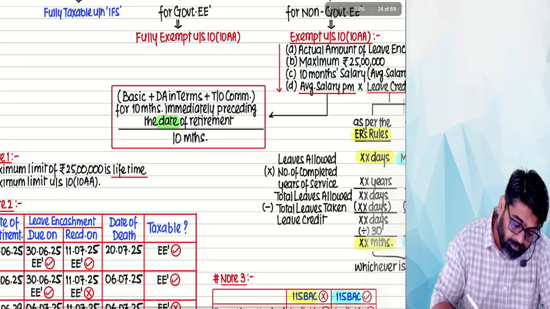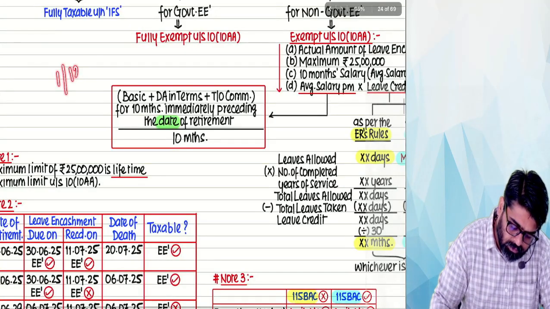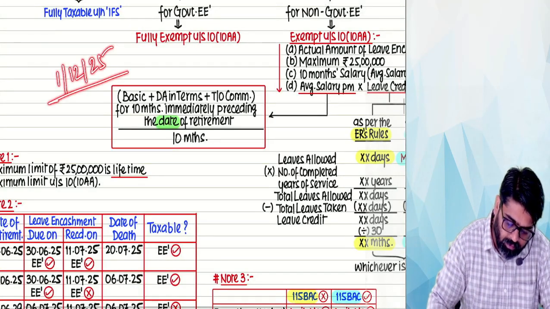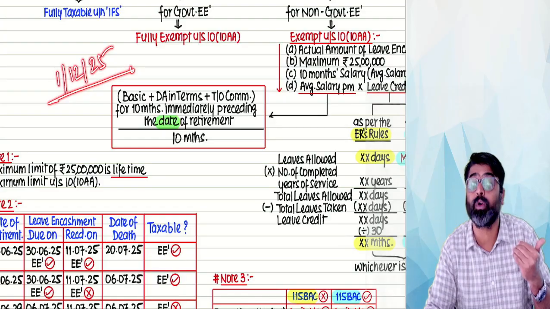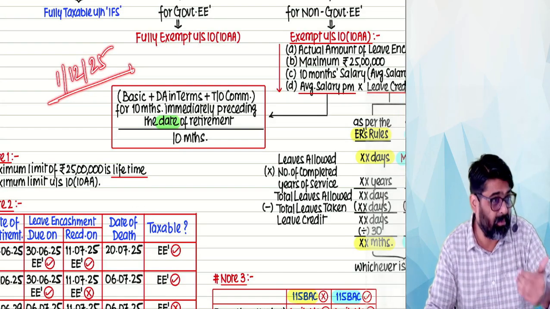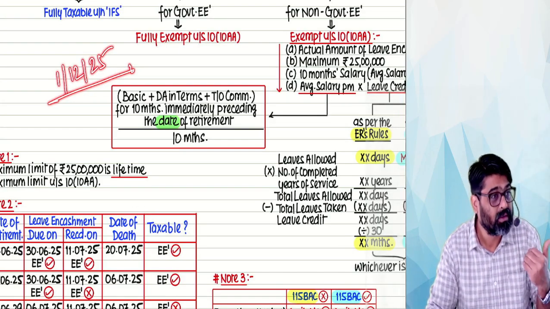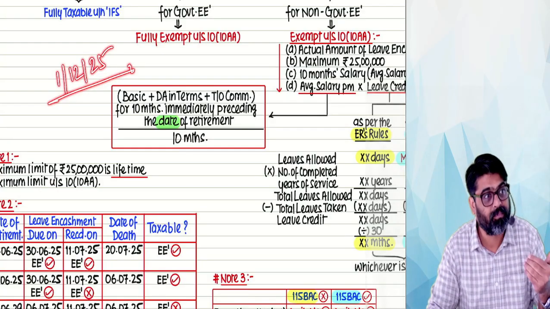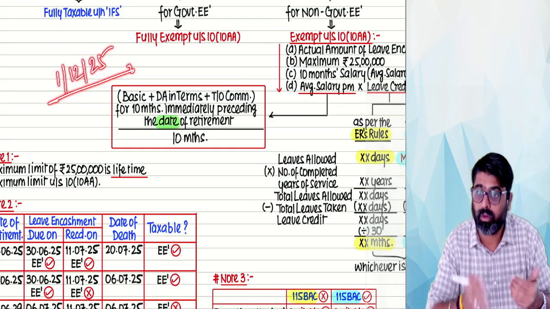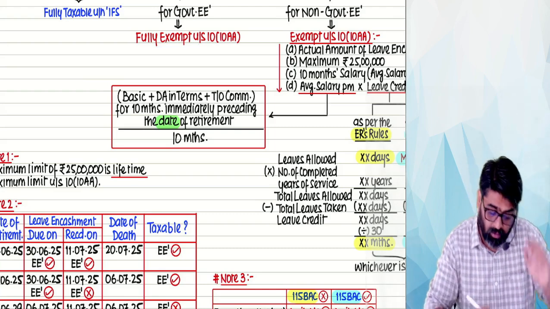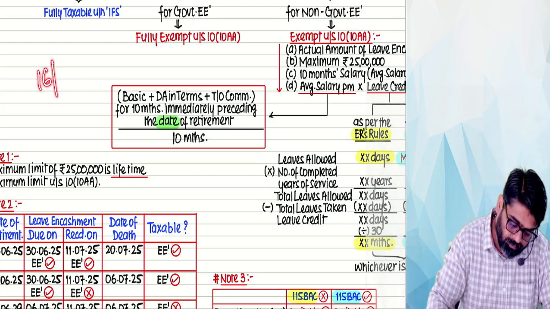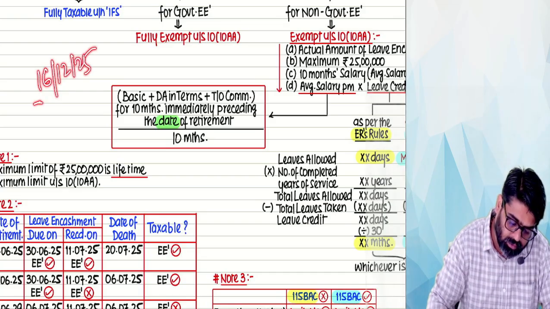Now see, if the date of retirement was post December 2025, then 10 months immediately preceding the date of retirement, start from November, February to November. But what if the date of retirement was 16 December 2025?